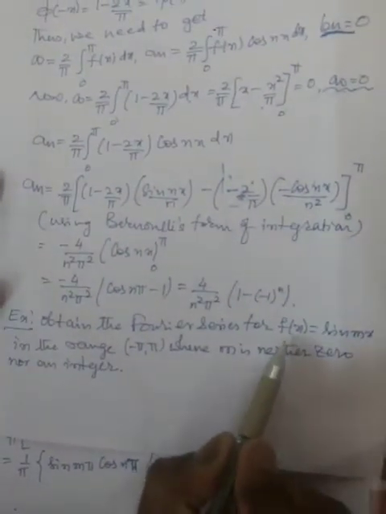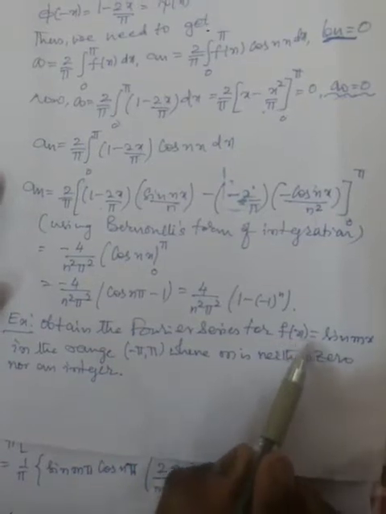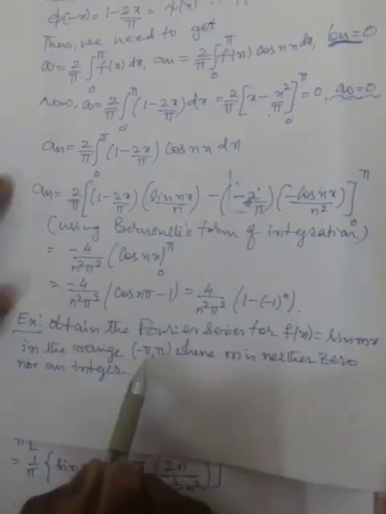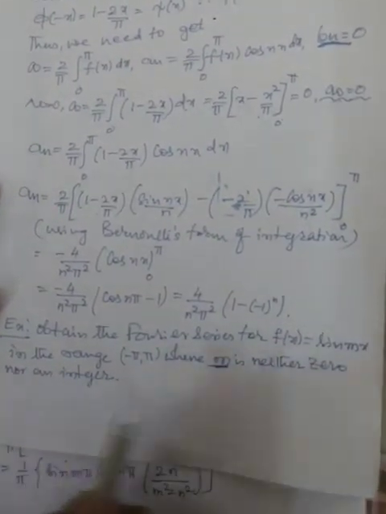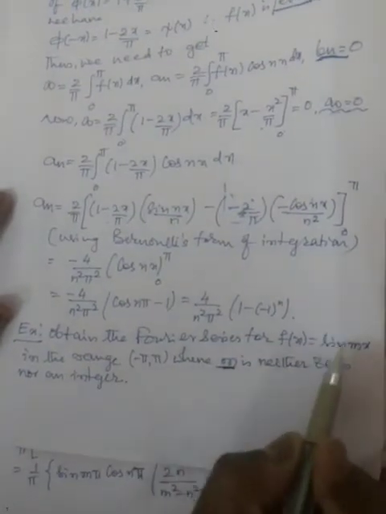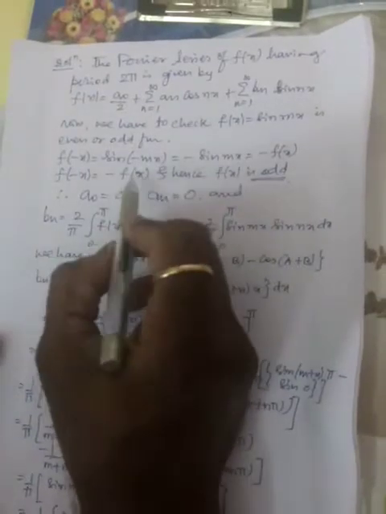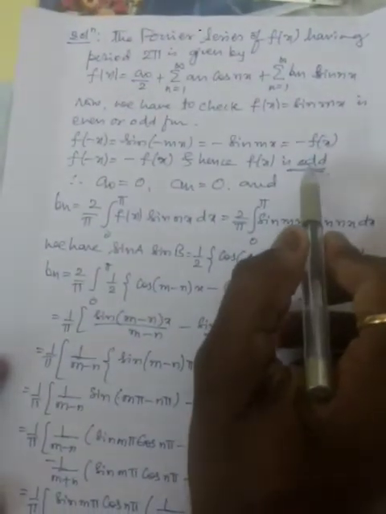Next, I am taking a slightly special example for practice purposes and for knowledge purposes. It will be f of x equal to sin mx in the region minus pi to plus pi. Observe the condition where m is neither 0 nor an integer. Observe this condition, otherwise I cannot define sin mx here. Whether sin mx is odd or even, observe here, when we replace x by minus x, what happens? Minus f of x. Hence, f of x is an odd function.